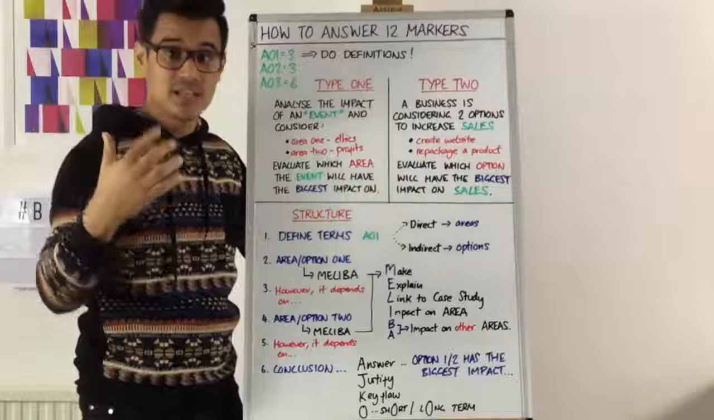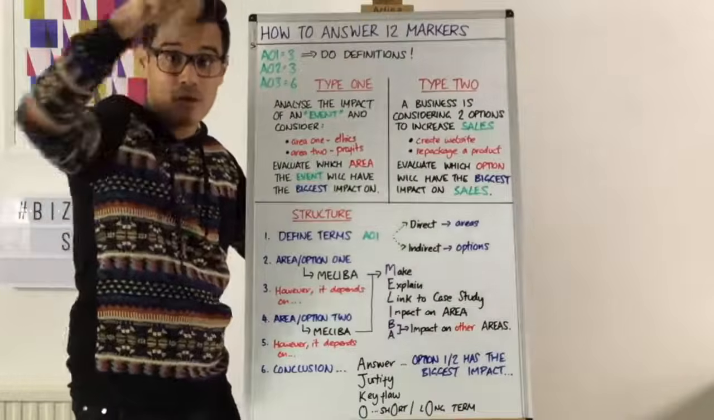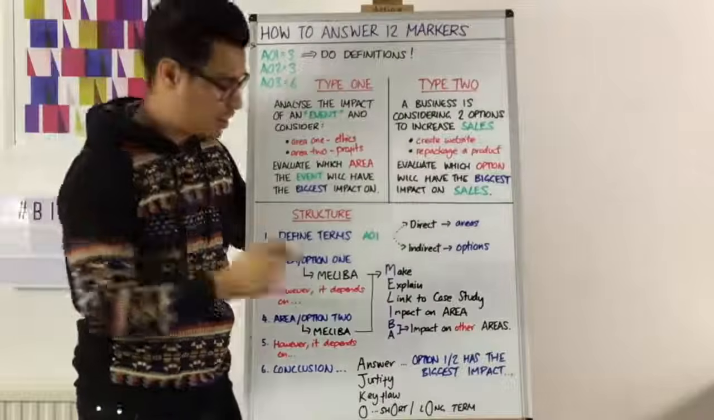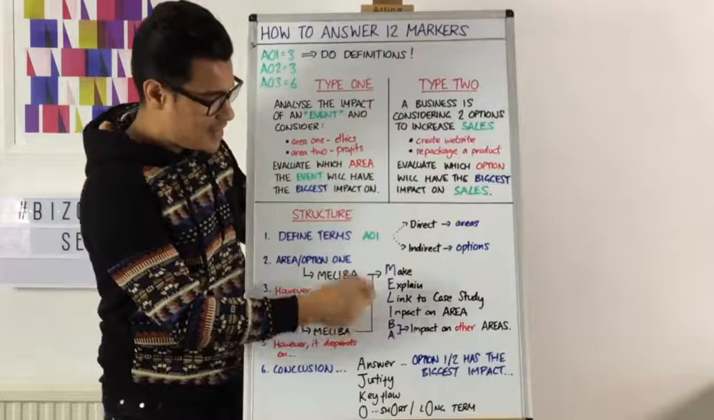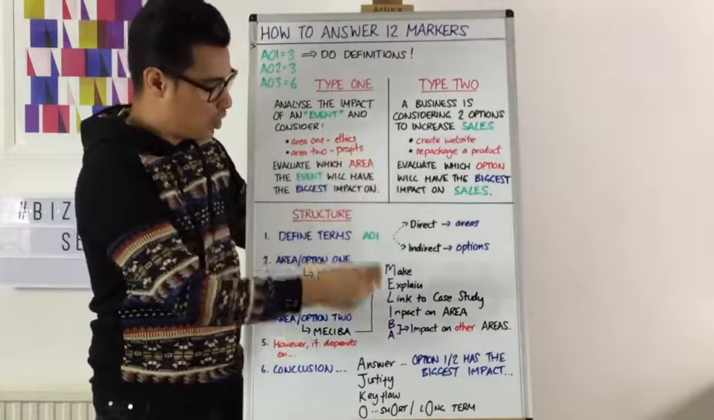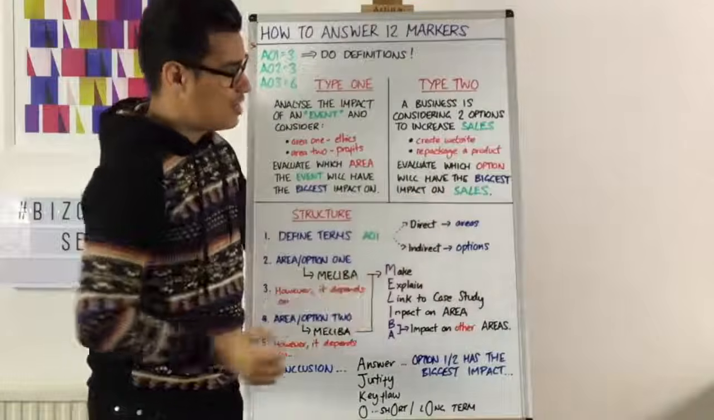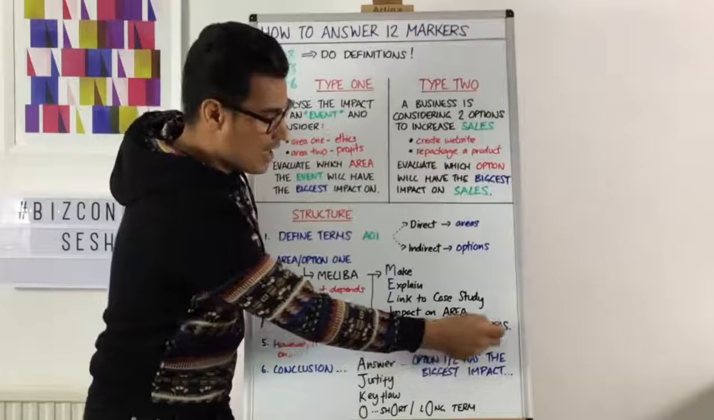So you'll be given a case study and there'll be clear hooks, things you can pick out and bring into your answer and put it in quotations. So L, link it to the case study. Then state the impact on the area in this case, or the impact on the sales. And BA stands for impact on other areas.